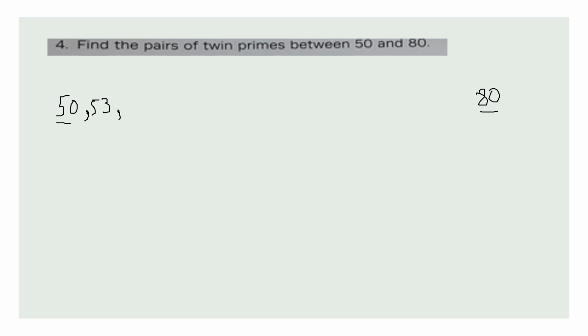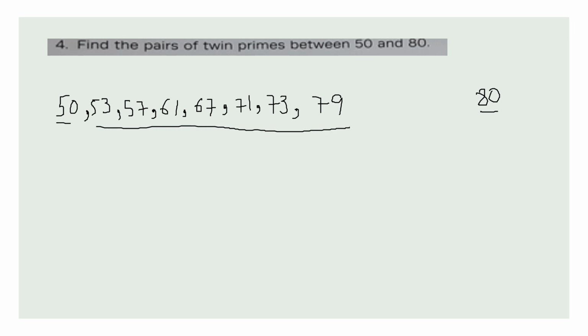53, then I have 57, then I have 61, then I have 67, then I have 71, then I have 73, then I have 79, and these are the prime numbers that lie between 50 and 80.